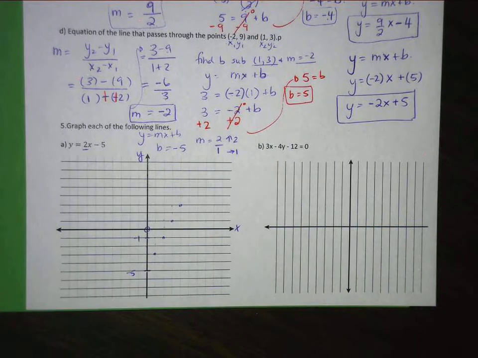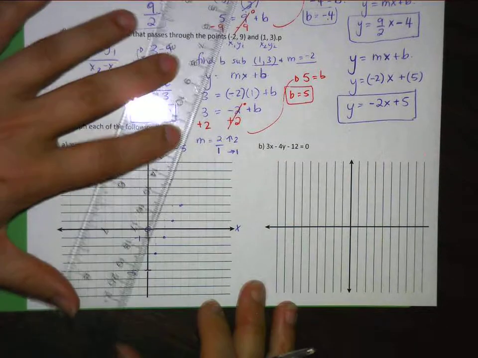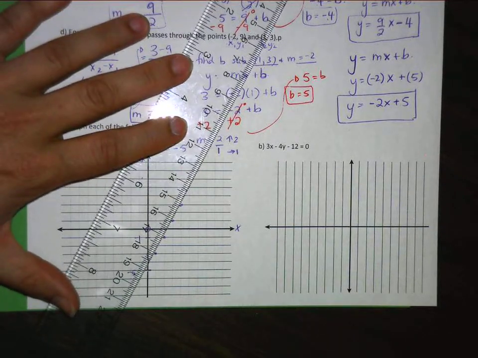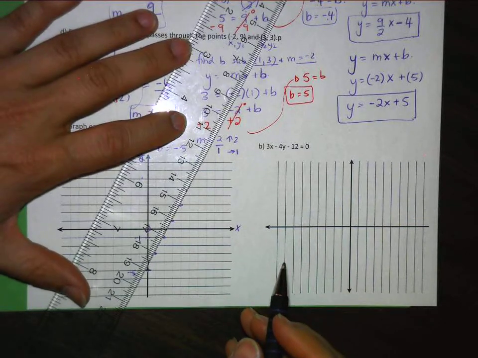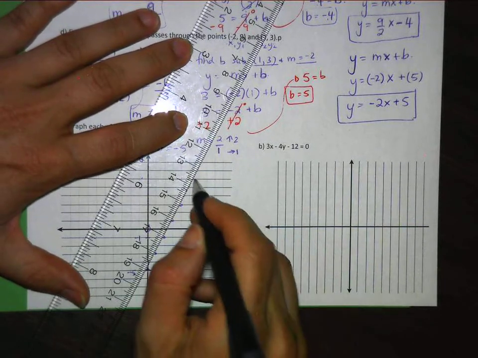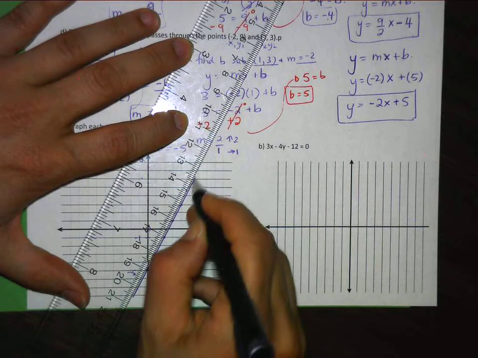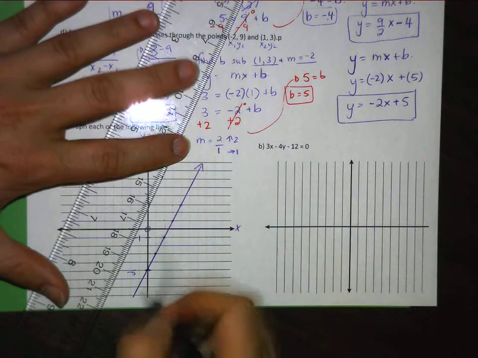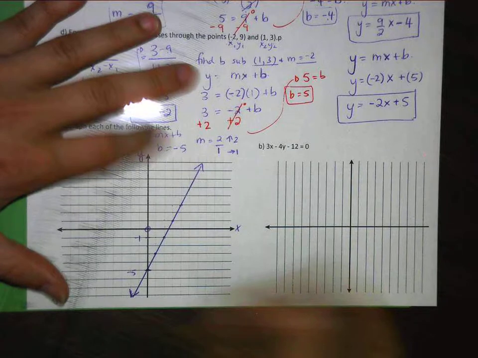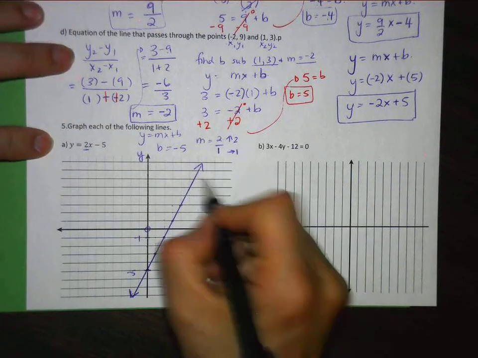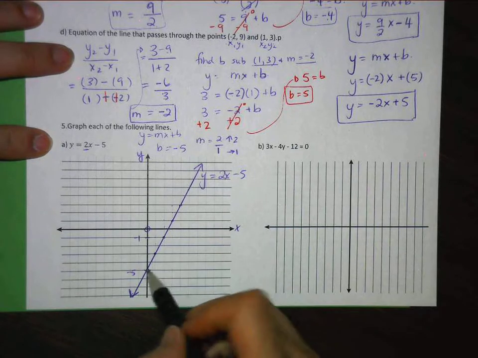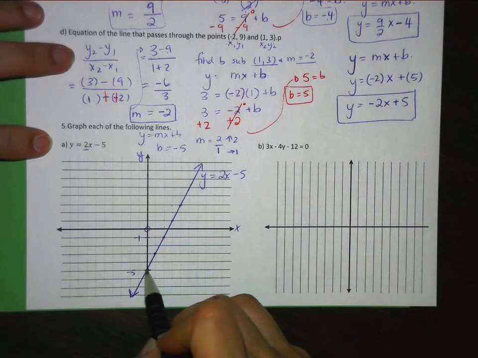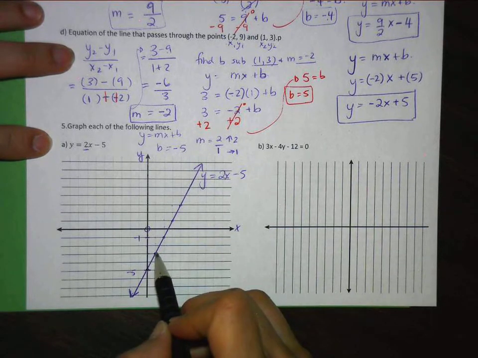Once you have a bunch of points, look at my ruler, here it is. Once you have a bunch of points, you can make a line. And that point right there on negative 5 should also be a point because that's the y-intercept. Draw a line, make it nice and long. You don't have to just connect your dots. Give it some arrows, and that is y is equal to 2x minus 5. Starts at negative 5 when x is 0, up 2 over 1, up 2 over 1.